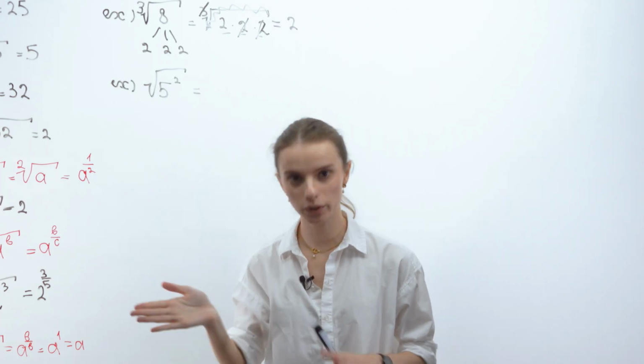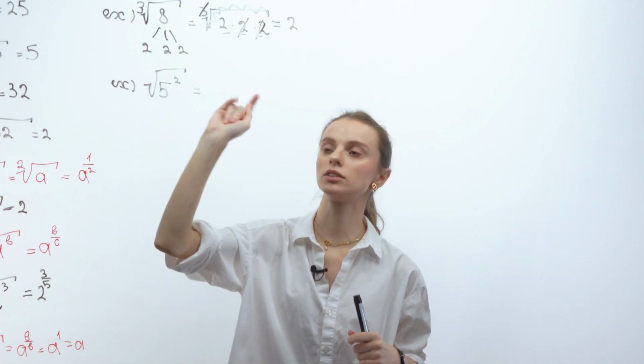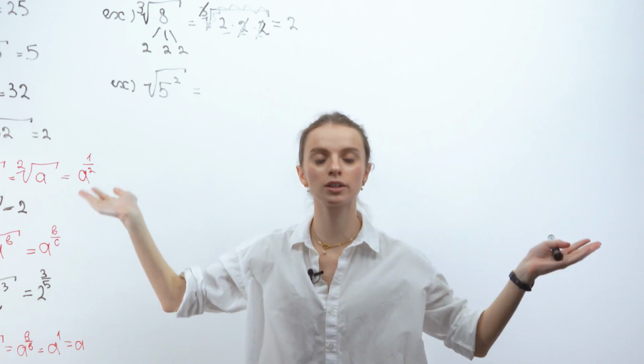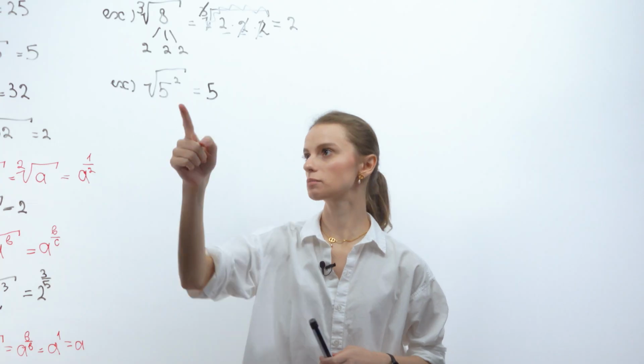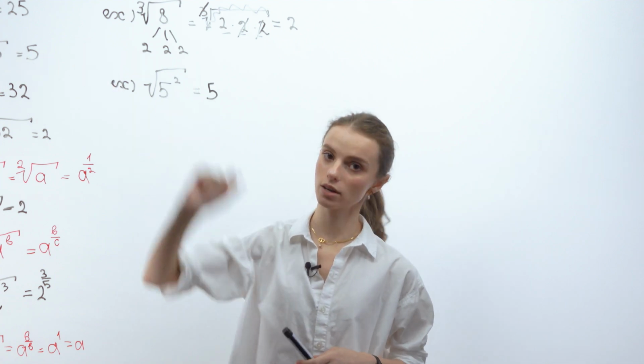You have square root squared. These two will go in the numerator and this two goes into the denominator, and they just cancel each other out. Just 2 divided by 2 is going to be 1, and you will be left with just 5. This is basically the same thing, because we can rewrite 25 as 5 squared.